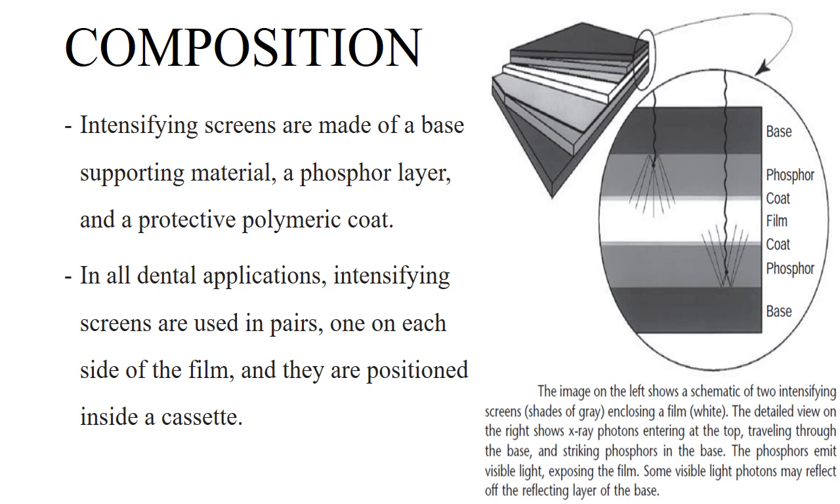The detailed view on the right is showing the X-ray photon which is entering at the top and it is traveling through the base and is striking the phosphors. The phosphors are emitting visible light and thus it exposes the film. Some visible light photons may reflect off the reflecting layer of the base.